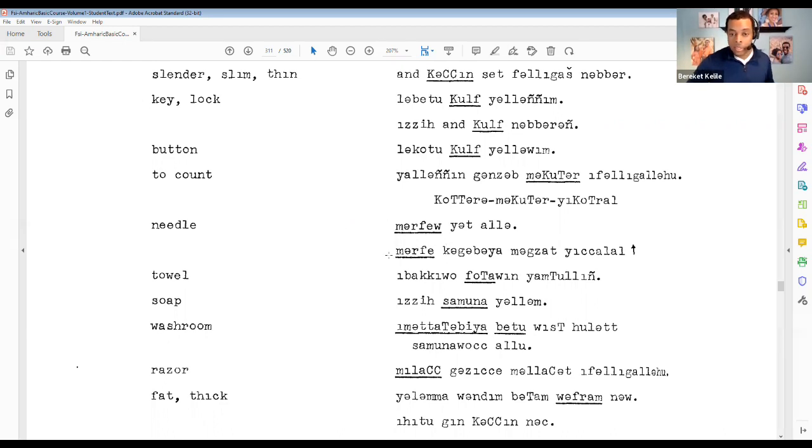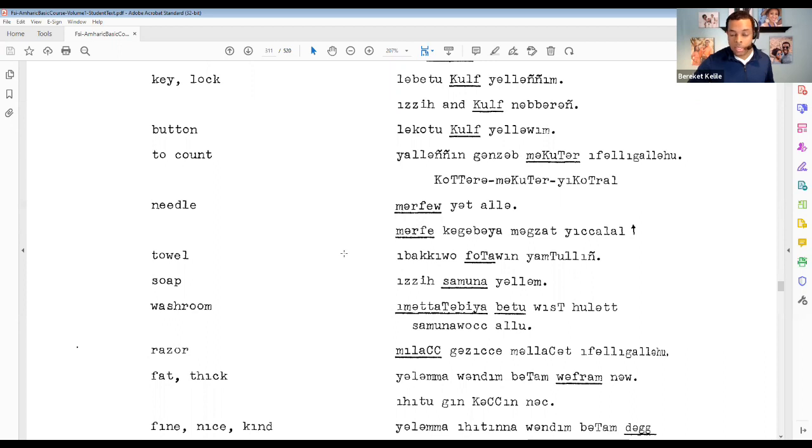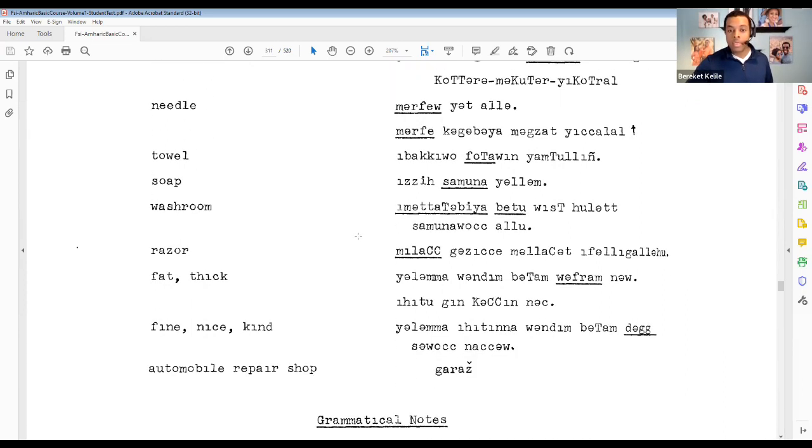Marfe, needle. Bota, towel. Samuna, soap. Amatatibia betu. So that would be the washroom, but amatatibia beit is a washroom or literally a wash house. And like shintibet is a peeing house, a urinating house, or a bathroom.